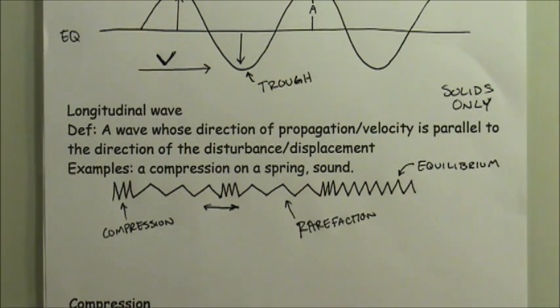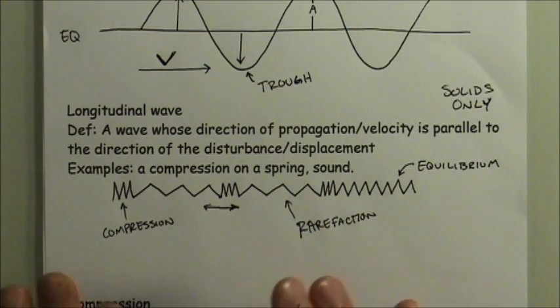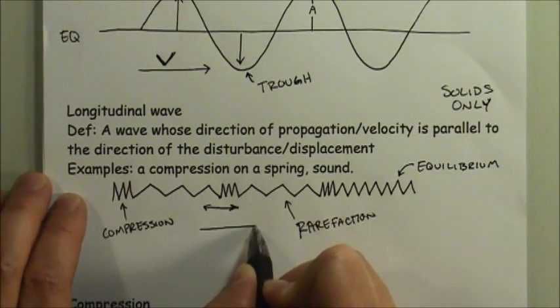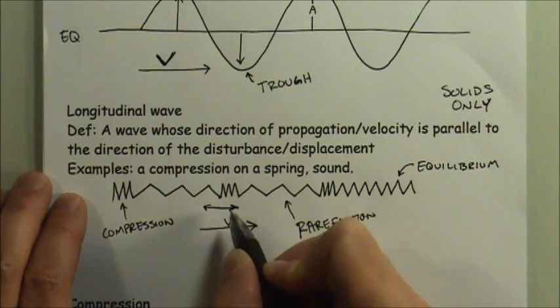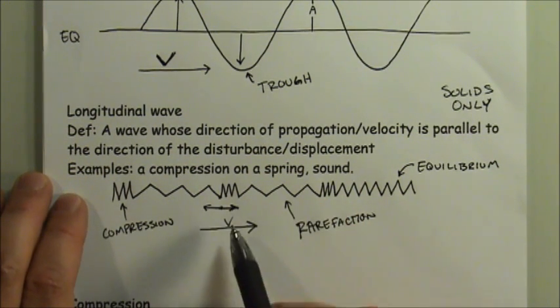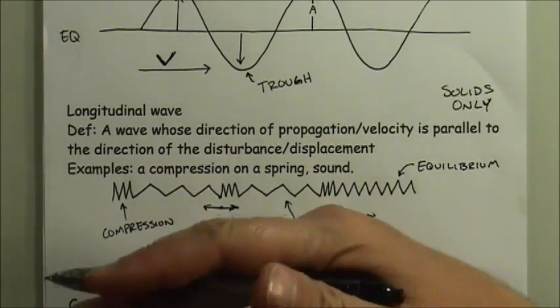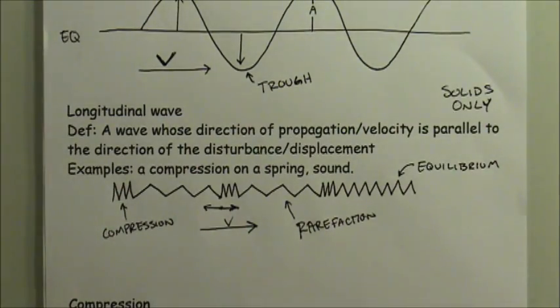So, compressions and rarefactions. Here's the key thing about longitudinal waves. The direction of the wave is to the right. Here's v, and here is the direction of the medium. The medium moves left and right, and the direction of the velocity is to the right. Those two things are parallel to each other, and this is what defines the longitudinal wave. The medium moves in the same direction, or parallel direction, to the direction of the wave velocity.